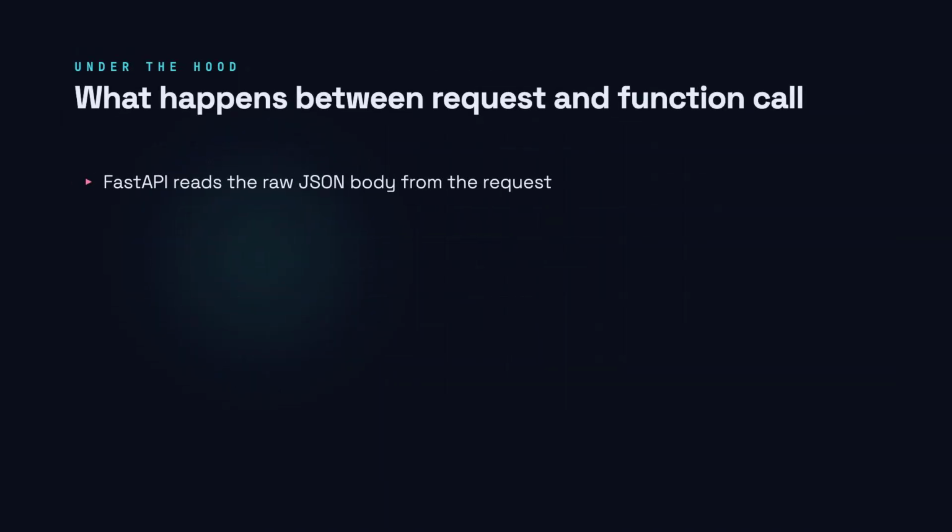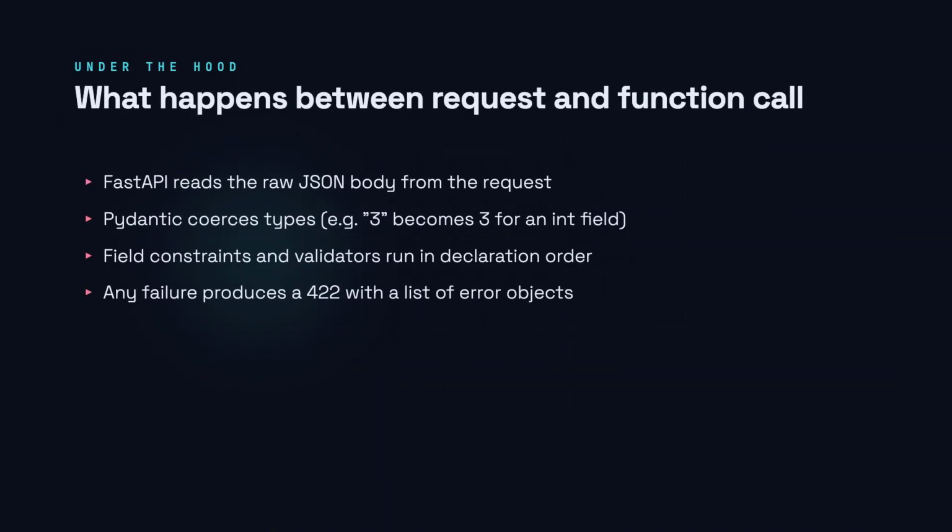When a request arrives, FastAPI extracts the raw JSON and hands it to Pydantic. Pydantic first tries to coerce each value to the declared type, so the string "3" becomes the integer 3 automatically. Then it applies field constraints, range checks, length limits, and rejects patterns. Then your custom validators run. If anything fails at any step, FastAPI short circuits and returns a 422 response, whose body is a JSON list, where each item names the field, shows the bad value, and explains the rule that was broken. If everything passes, your function receives a fully typed, fully clean Python object, no parsing code required from you.